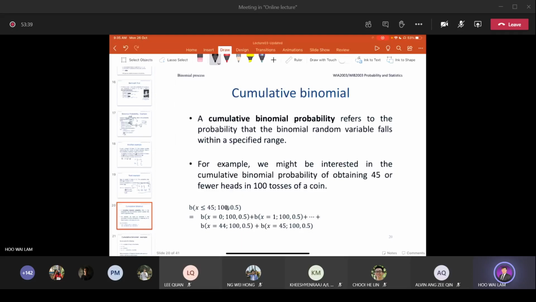For example, you have 100 coin tosses, and you want to calculate X smaller or equal to 45, and your P is 0.5. You still recall the way the binomial probability is written. So you need to sum up when X equals 0, when X equals 1, plus a lot of terms, plus X equals 44, plus X equals 45, because you are measuring smaller or equal to 45. You need to sum up all the possibilities over here.